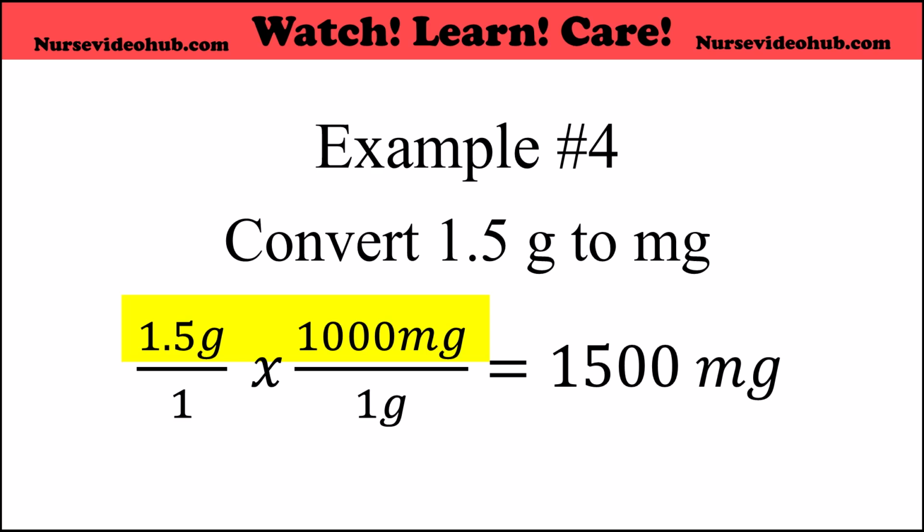1.5 times 1,000 equals 1,500 milligrams. The grams canceled out. Check your answer by reversing the conversion. 1,500 milligrams divided by 1,000 equals 1.5 grams.